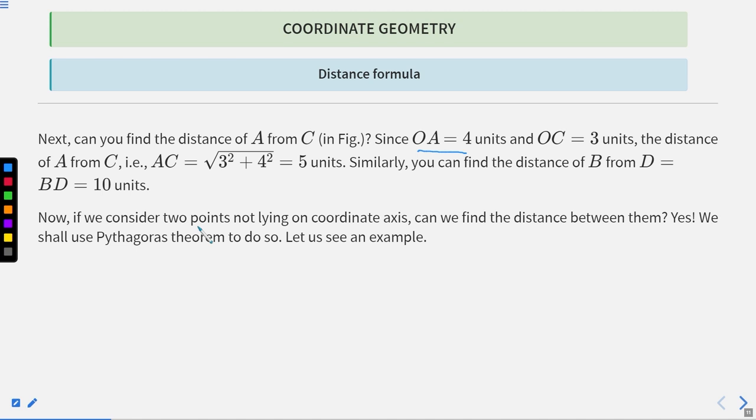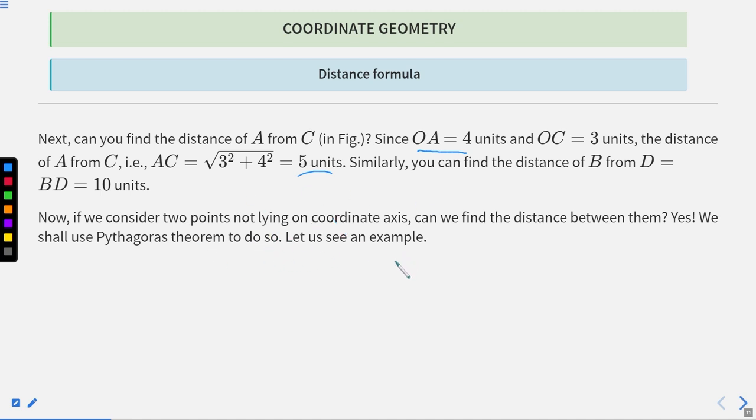Now if we consider 2 points not lying on the coordinate axis, can you find the distance between them? If we have 2 points that are not lying on the x-axis or y-axis, can we find the distance between them? Our answer is yes, we can find the distance between them. We shall use Pythagoras theorem to do so.